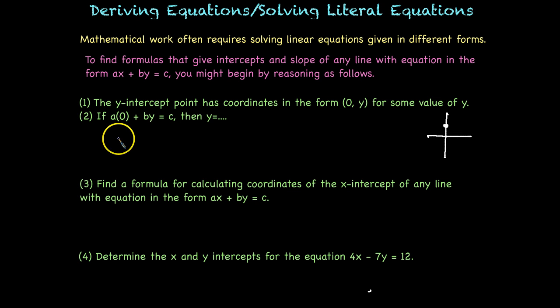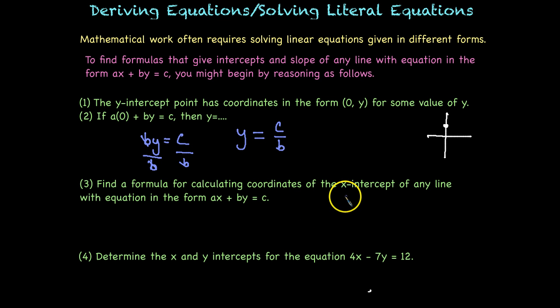Well, a times 0 is just 0. So remember, anything times 0 is 0. We're left with by equals c. We haven't yet solved for y. We need to divide both sides by b. b divided by b turns into 1, which leaves us with 1y, which is what we want, equals c over b. There's a general equation to help us.